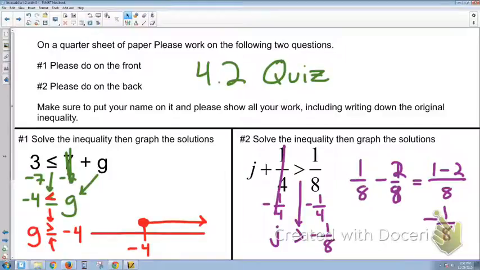Now you're going to be asked to graph this. So we graph this by starting, so the variable's on the left, the number's on the right. That's nice. Let's start with a negative 1/8. And it is j is anything that's bigger than negative 1/8, which means it's going to be all of these numbers to the right of negative 1/8. And it's not equal to negative 1/8, so we do an open circle and then draw all of the numbers to the right. This is how you solve these.